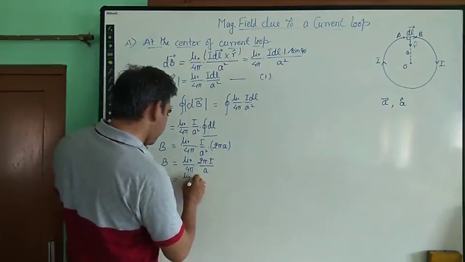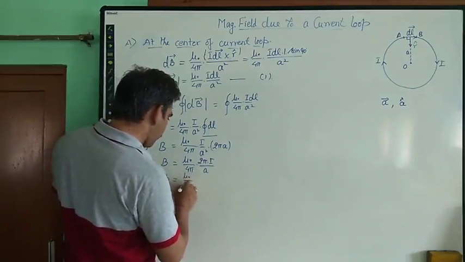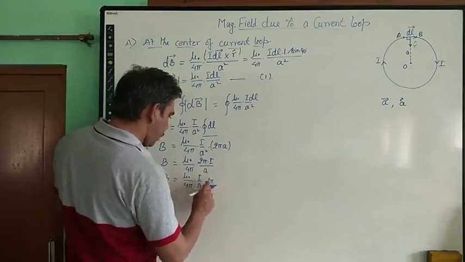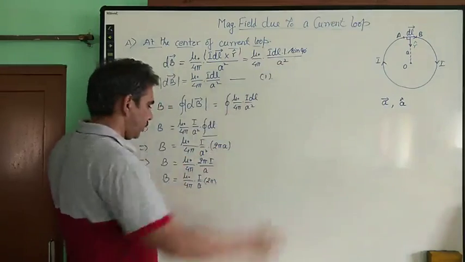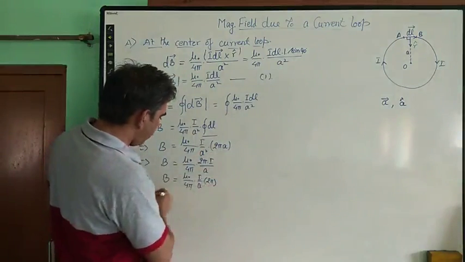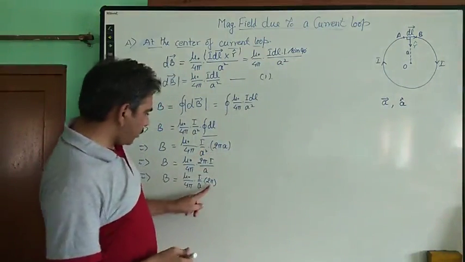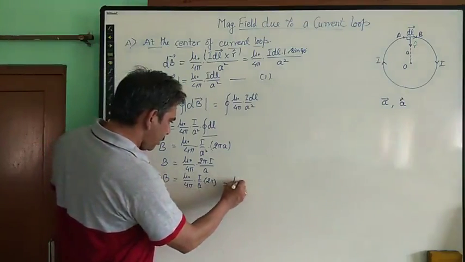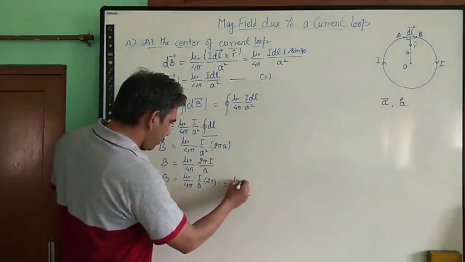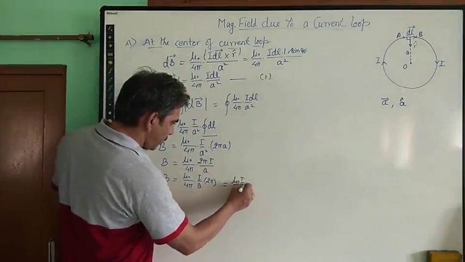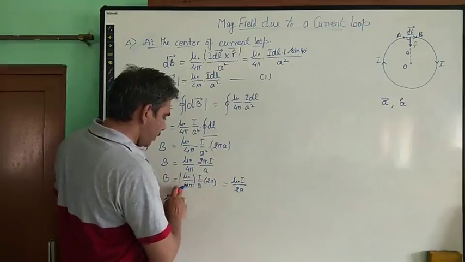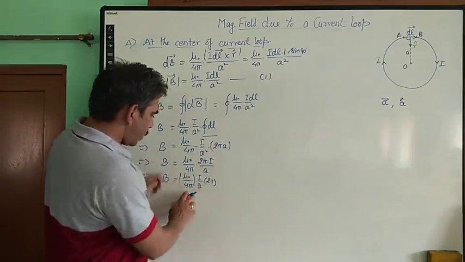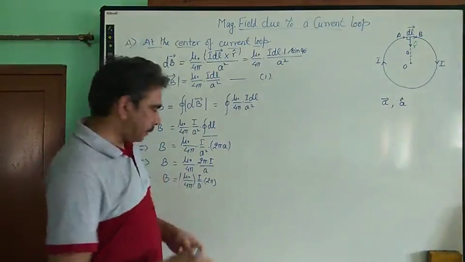or more conveniently I write it as mu naught upon 4 pi into I upon A into 2 pi, because 2 pi represents the whole loop. So that is how we represent this magnetic field. You can also calculate this 2 pi with this, so that you can write it in an even simpler form, which is equal to mu naught I upon 2A. So it becomes in that way, but using this value is quite easier than writing the expression in this way. So that's why we write the expression in this way, otherwise it is the same thing.